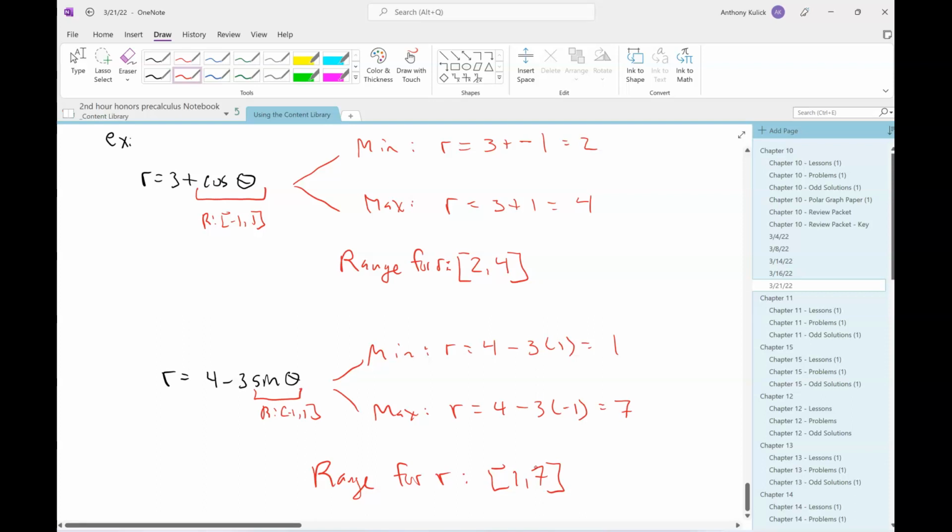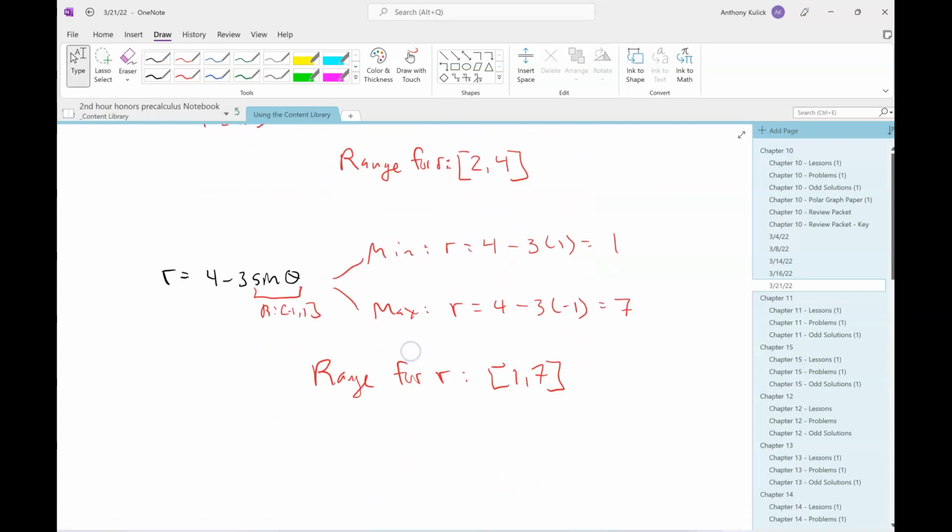What do you guys think? Not bad, right? Fairly straightforward, pretty numeric. Just relying on some previous knowledge that we had about sines and cosines.